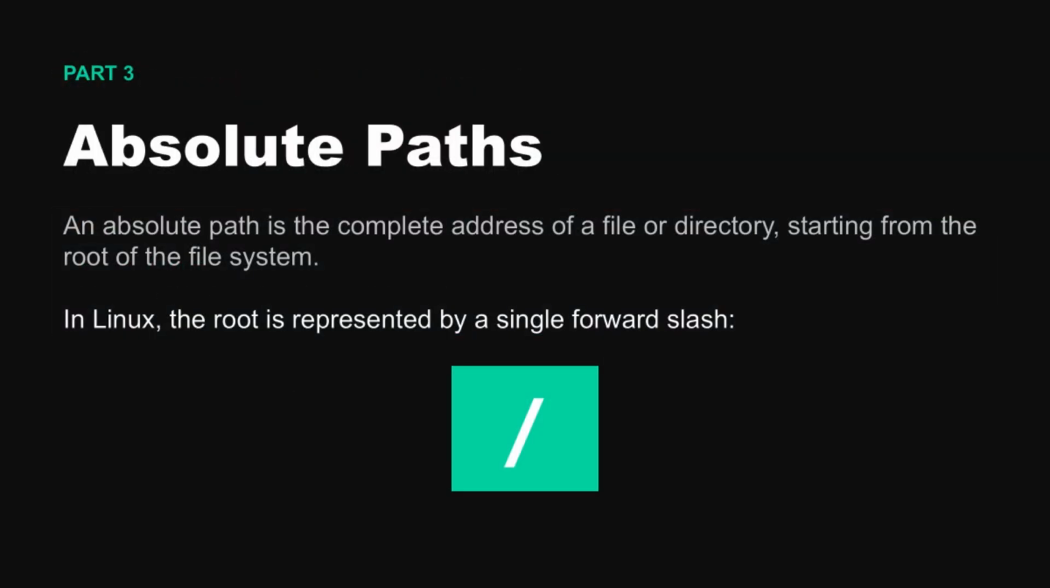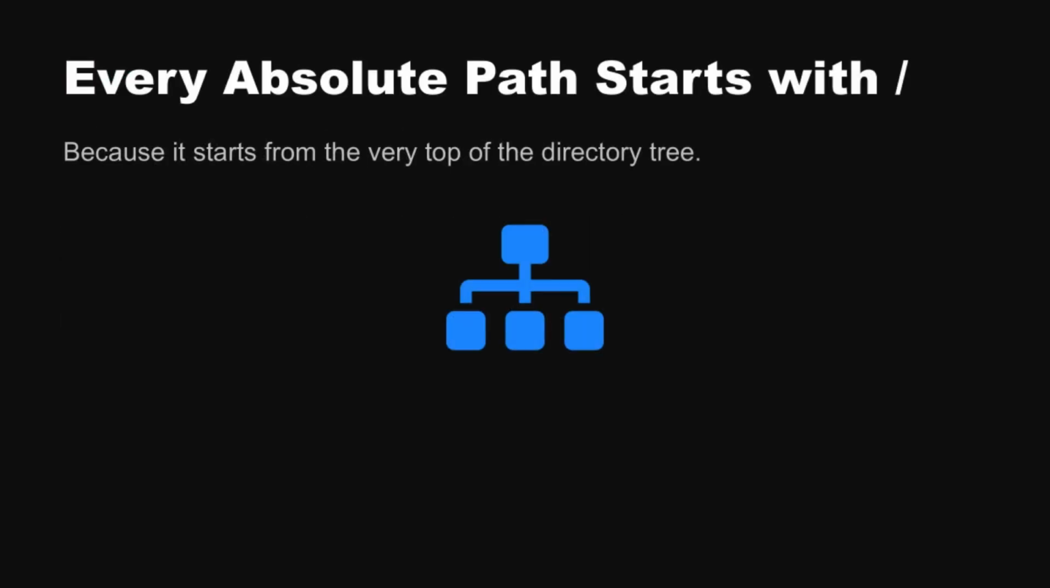Let's talk about the two ways to specify a location, starting with absolute paths. An absolute path is the complete address of a file or directory starting from the root of the file system. In Linux, the root is represented by a single /. Every absolute path starts with the slash because it starts from the very top of the directory tree.